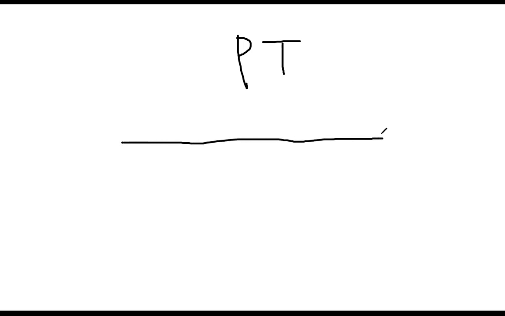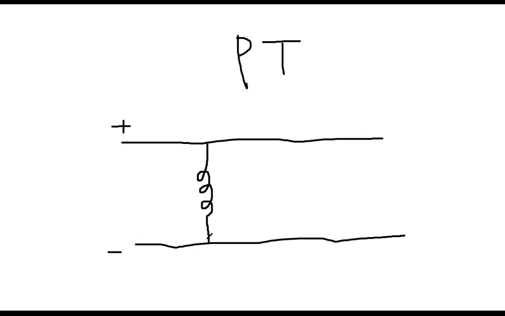Okay. The next one, PT, the potential transformer. Because it will measure the voltage, for example, this line is live and this one is the neutral. You want to measure the voltage of this high voltage line with the help of a voltmeter. So again, you need a transformer. This time you put a transformer. This is the primary, and this is your secondary.